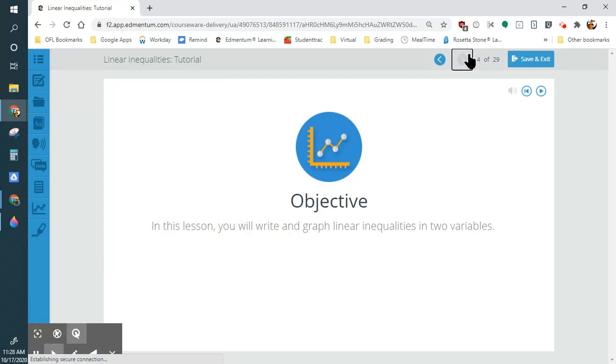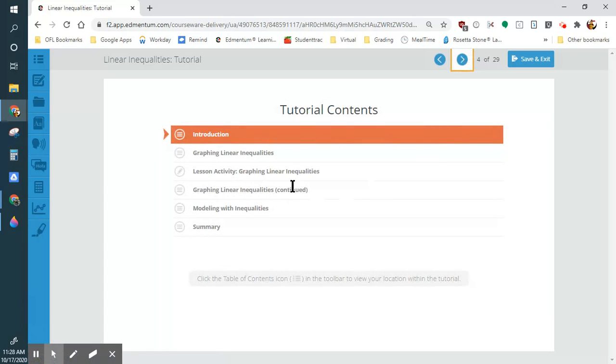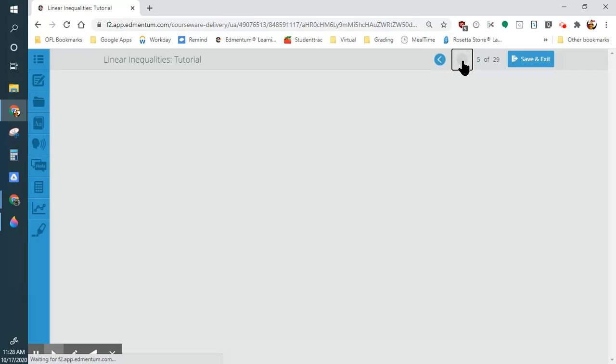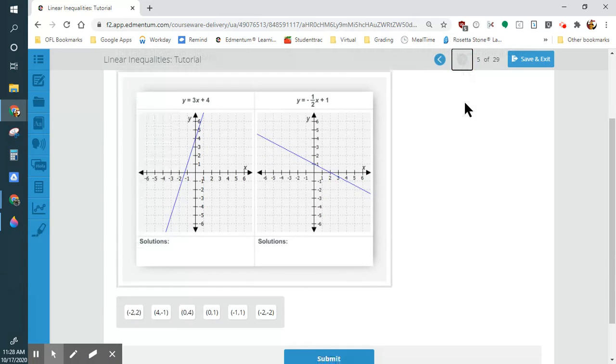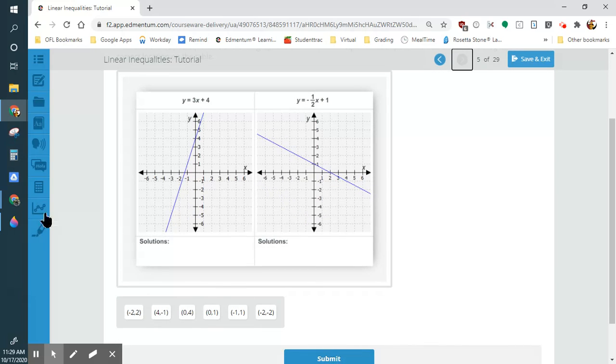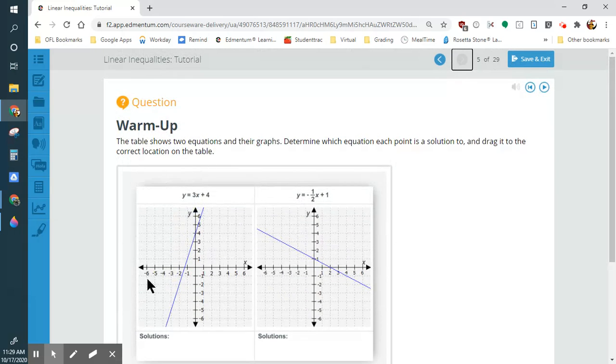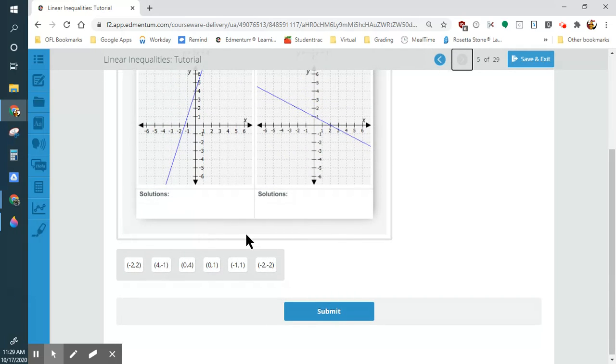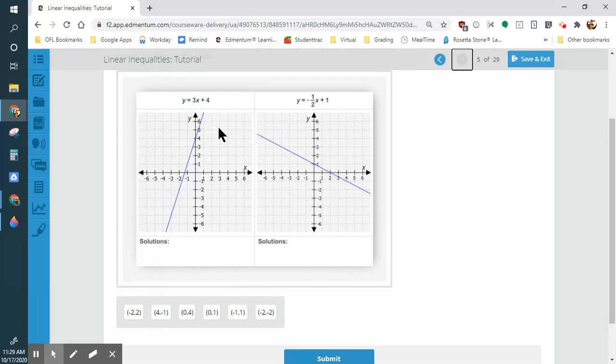All right, so let's go. We're going to be learning inequalities. The problem shows two equations and their graph, and we determine which equation goes with which graph. This is just going to be practice. We're trying to see if the point satisfies it, so in other words, it has to work in this equation. We're going to plug in our x's and our y's.